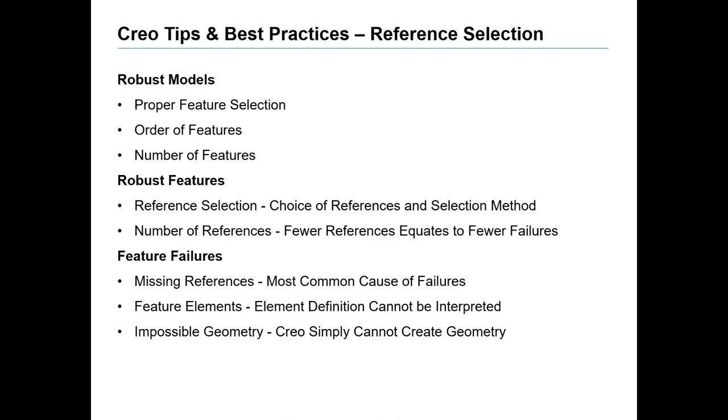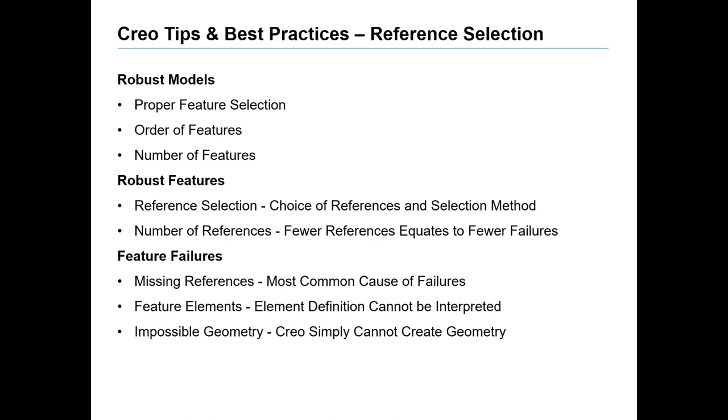When we try to make our features more robust, that's where we really get into our reference selection. We need to know the choice of references that are available to us and the selection methods that are also available to us. And typically, a lot of users don't go very deep into that. They're just picking something. Maybe if they want to use multiple references, they'll hold their control key down and pick those references. And that's not always the best approach.